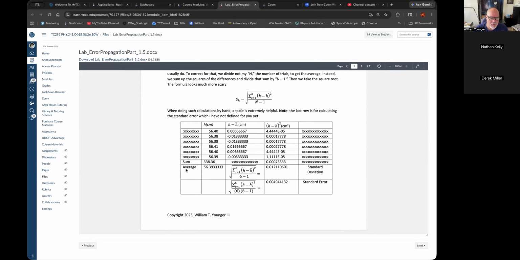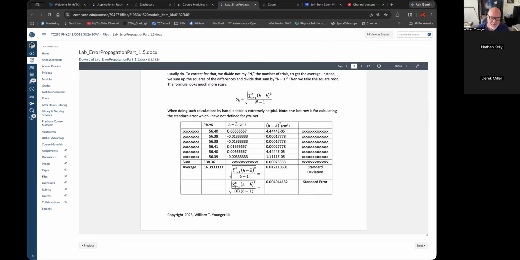And then the average is found by dividing that result by 6, and that gives me the 56.3933 that you see here. The deviation, in this case, I chose to use it as h minus h bar instead of the h bar minus h that I had been doing before. It doesn't really matter. Like I told you, you're going to end up squaring it when you really use it. But when I do that, I get these numbers.